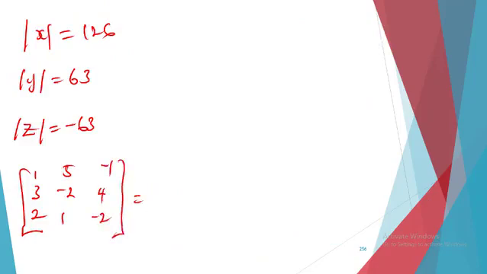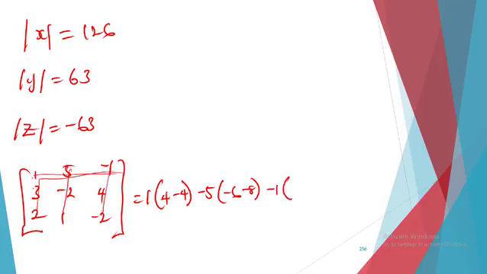Okay, then to solve for the determinant of this, we have 1 into this, will cancel this. Minus 2 times minus 2 is 4. 4 times 4 is minus 4. Then minus 5 into this, and this will go. 3 times minus 2 is minus 6. 4 times 2 is 8. Minus 1 into this, and this will go. 3 times 1 is 3. Minus 2 times 2 is minus 4.